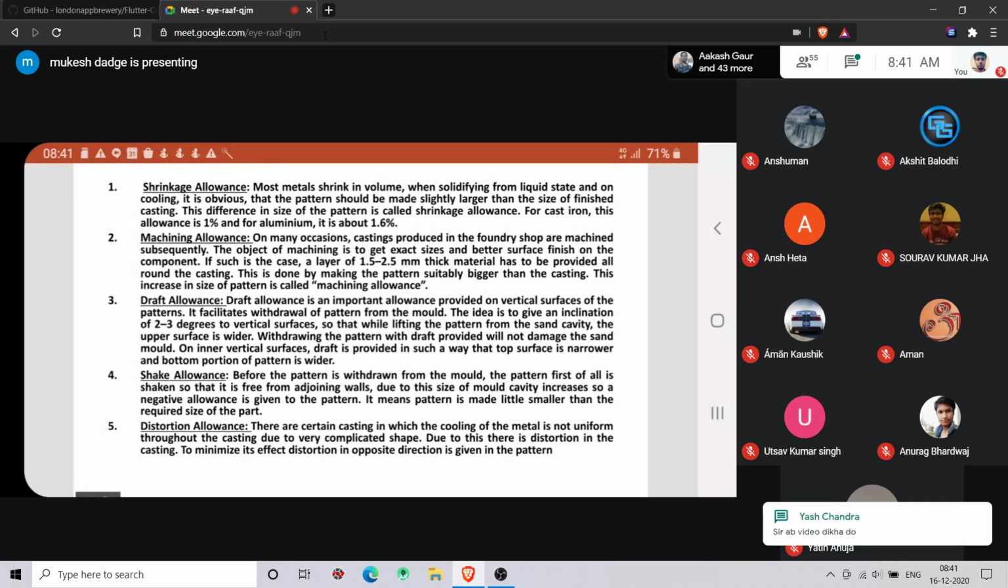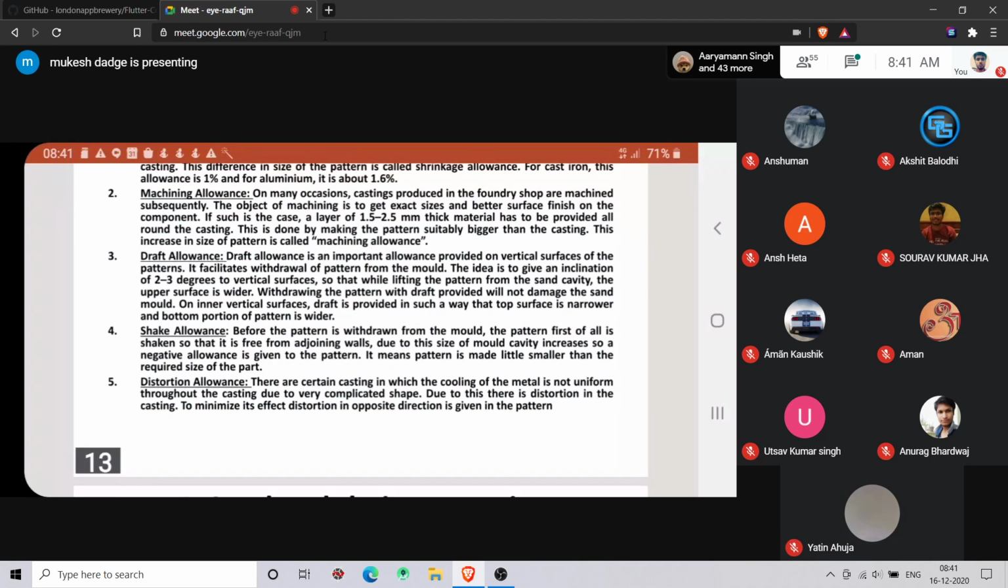Shake allowance, right? Again, to withdraw the pattern from the mold, you have to do some shaking. For the shaking, that allowance is provided on the pattern. So it should be lesser than the pattern, right?